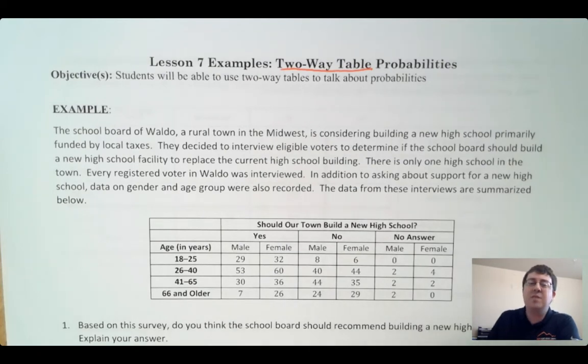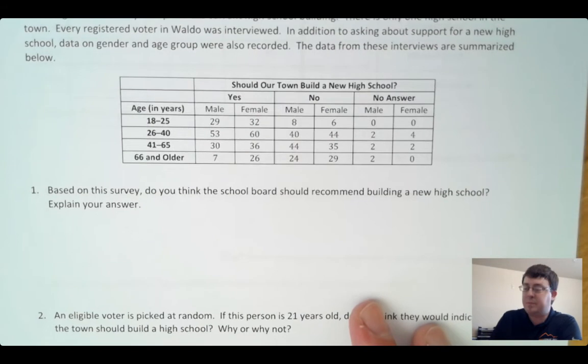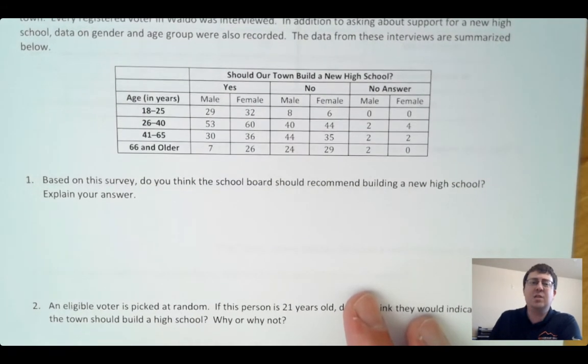So we have lots of information from the town. We have people's ages, we have how they voted, we have their gender as well. So based on this survey, do we think the school board should recommend building a new high school? This is what a lot of you would do in AP Stats next year if you're going into that: you have some data and you want to make some conclusions based off of that data. So it's an open-ended question. Do we think that they should build a high school?